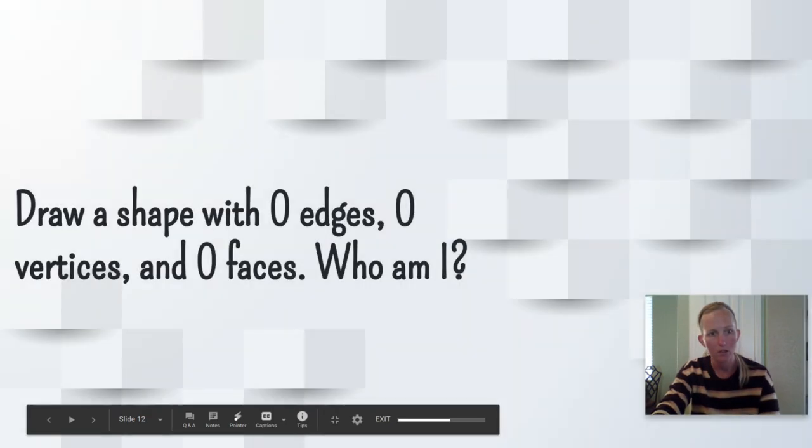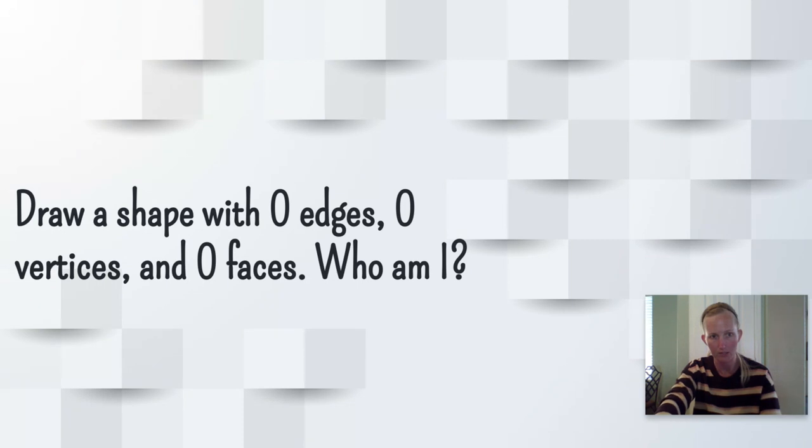All right, let's go on to the next one. Draw a shape with 0 edges, 0 vertices, and 0 faces. What kind of shape is this one? 0 edges, 0 vertices, and 0 faces. Now this one is going to be a 3D shape because I'm talking about faces. All right, 3D shape.